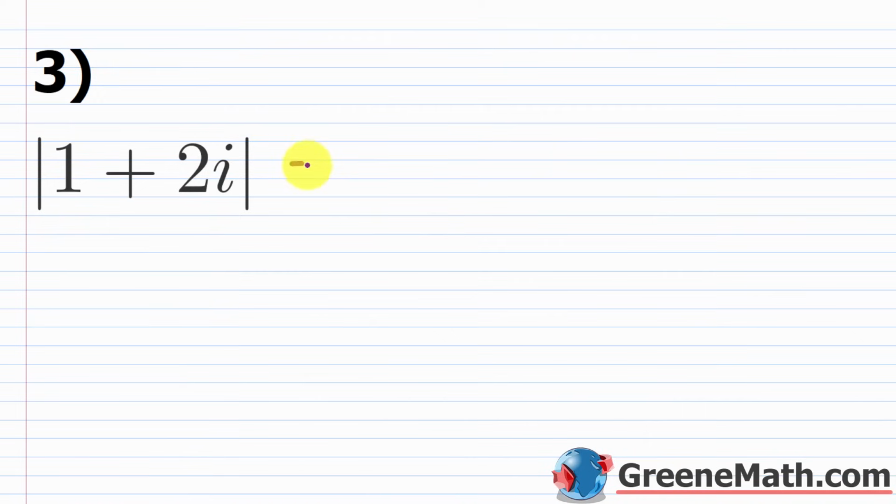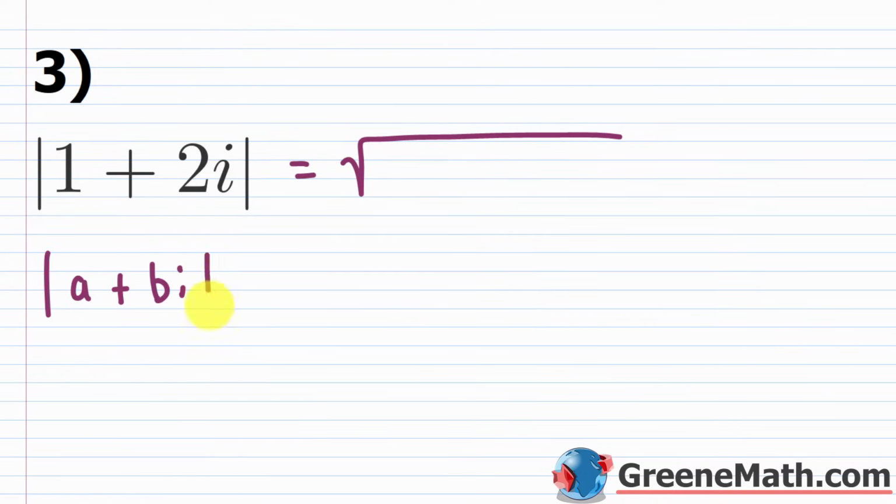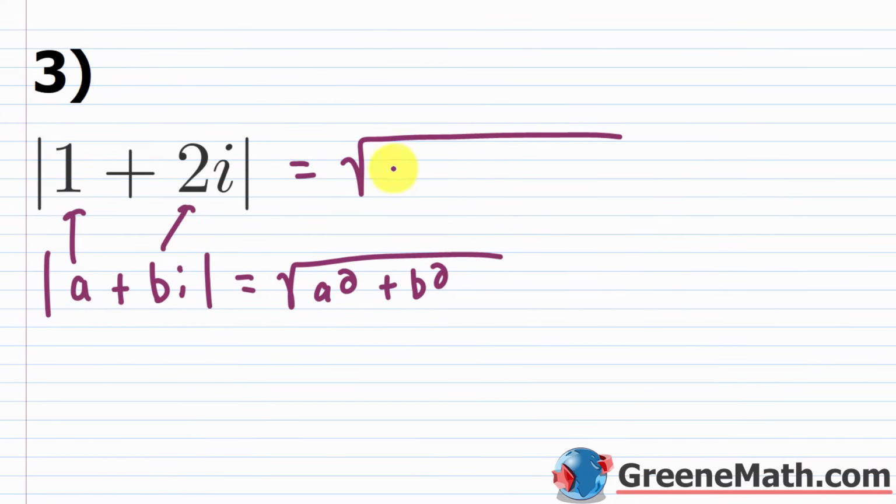So again, let's just write this out. The absolute value of a plus bi is equal to the square root of a squared plus b squared, and just match things up. A here is 1 and b here is 2. So this would be 1 squared plus 2 squared underneath the square root symbol.